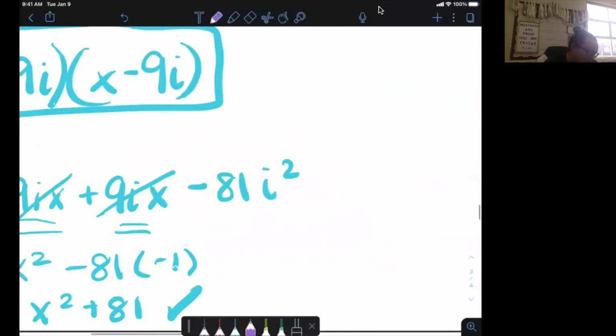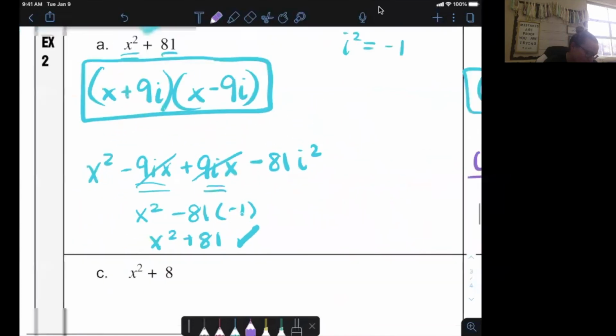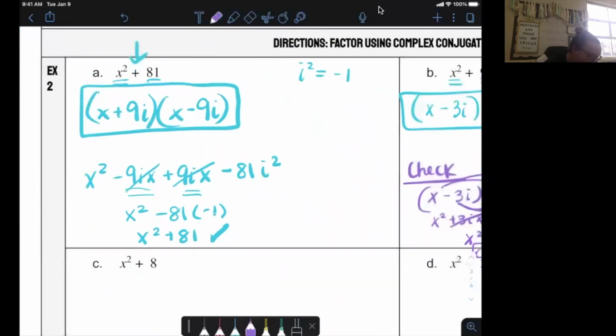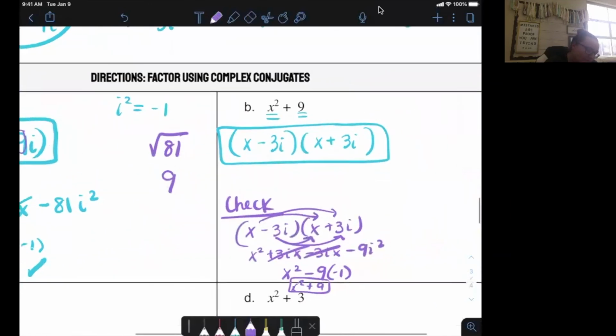Now, one thing I'd like to point out before we do the next problem is, what was the square root of 81? The square root of 81 is 9, and 9 got put here and here. What was the square root of 9? The square root of 9 is 3, and 3 got put here and here.